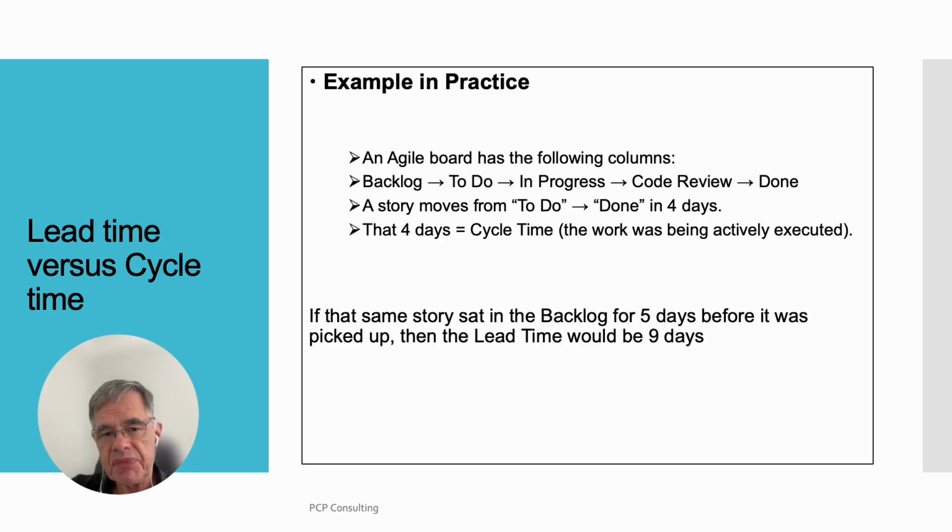Example in practice. An Agile board has the following columns: backlog, to do, in progress, code review, done. A story moves from to do to done in 4 days. That 4 days equals cycle time. The work was being actively executed.